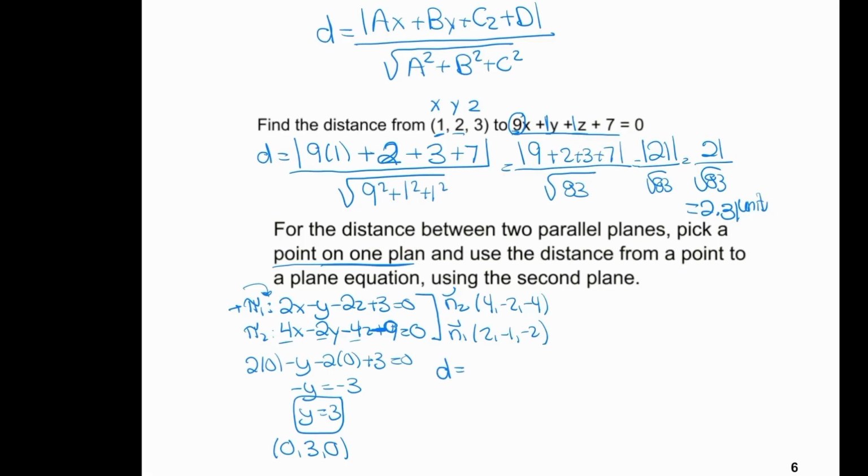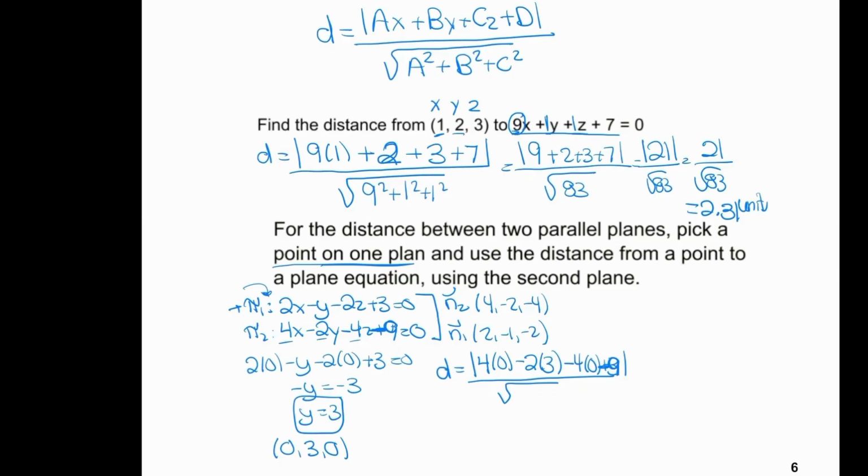So my distance is going to be equal to, we're going to say the second one, so 4 times 0, that's the point on the line, minus 2 times 3, the y value, minus 4 times 0 minus 9. I keep losing that minus 9. All over the root of our normal.